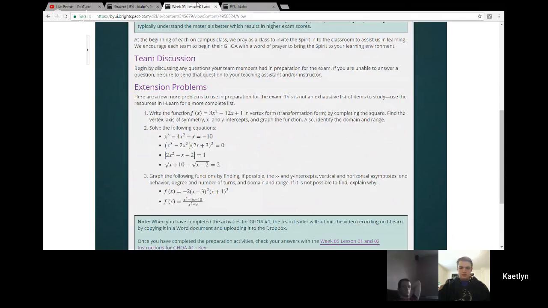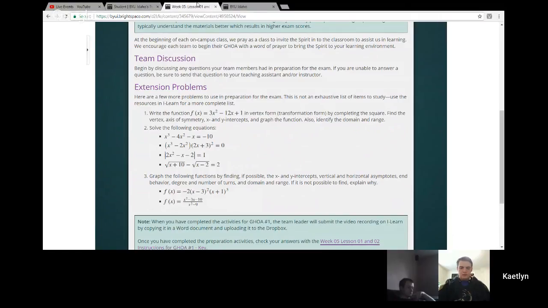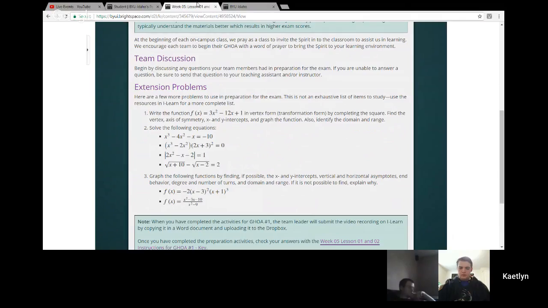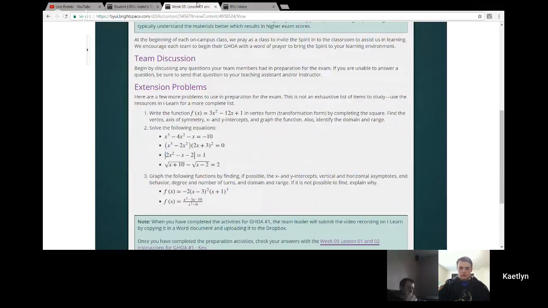And then you're just going to use synthetic division to find that first zero, which is going to be 2. And then you're going to use the quadratic formula. So you have (2, 0) as one of the zeros, and then for the rest, you have to use the quadratic formula.